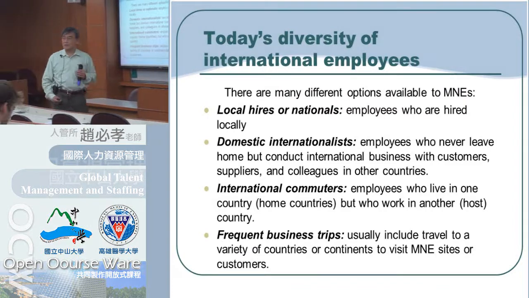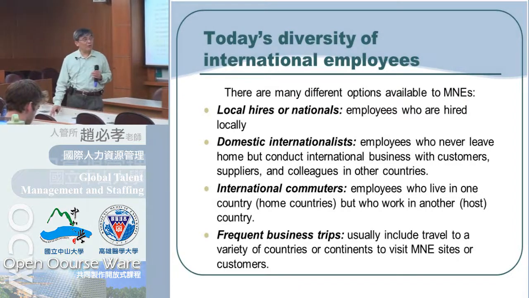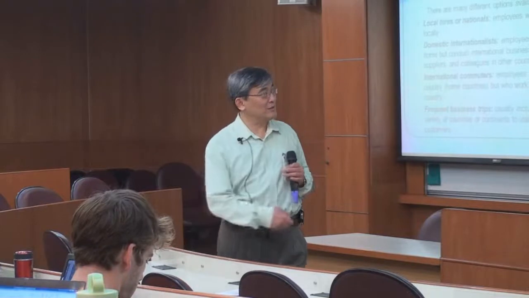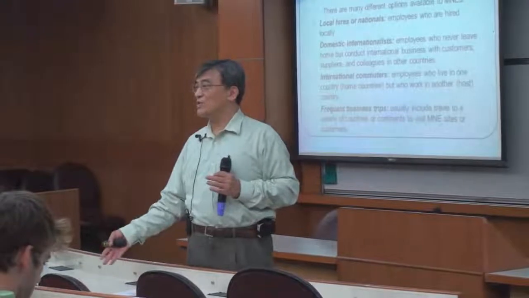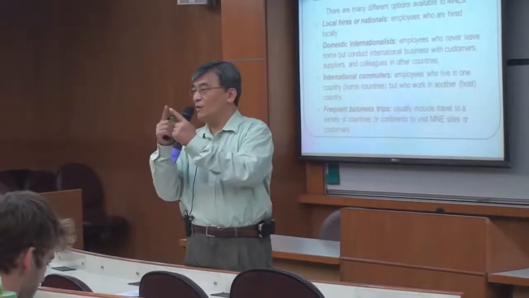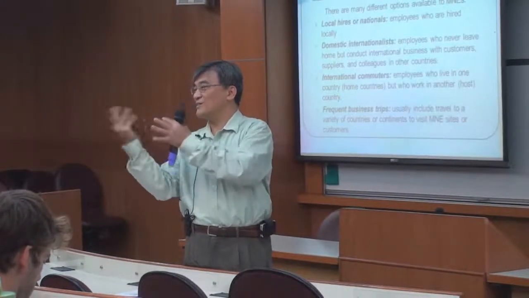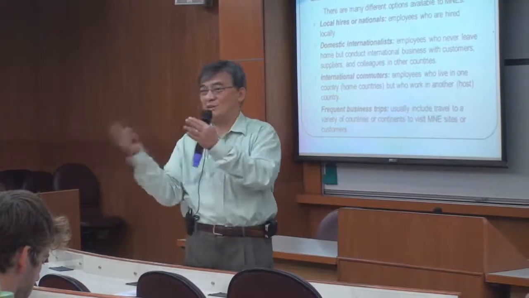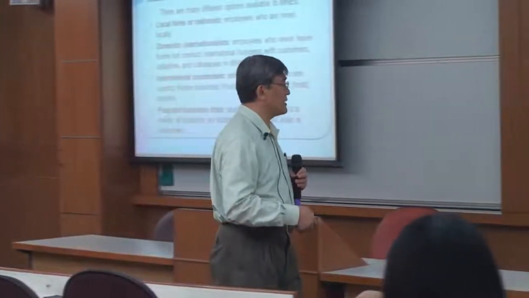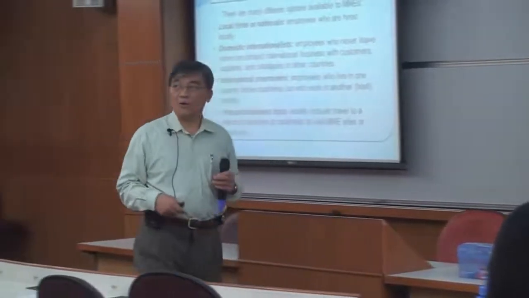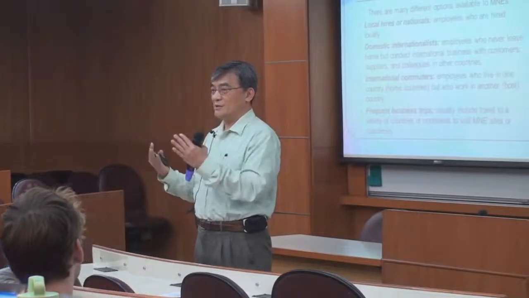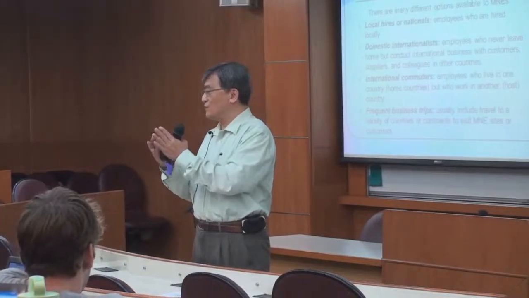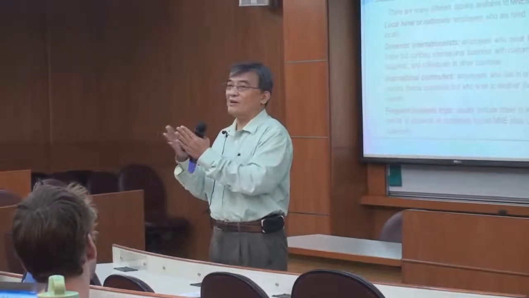Okay. Now the Hong Kong people commute across the border and work in Shenzhen. Only 40 minutes from Hong Kong to Shenzhen, right? Across the border. Yeah. These are international commuters. Or in Canada, right? From Vancouver to Seattle, 2 hours. 2 hour drive. Okay.